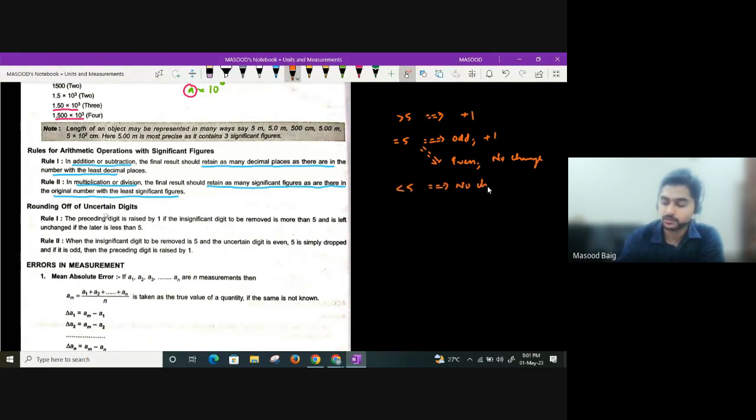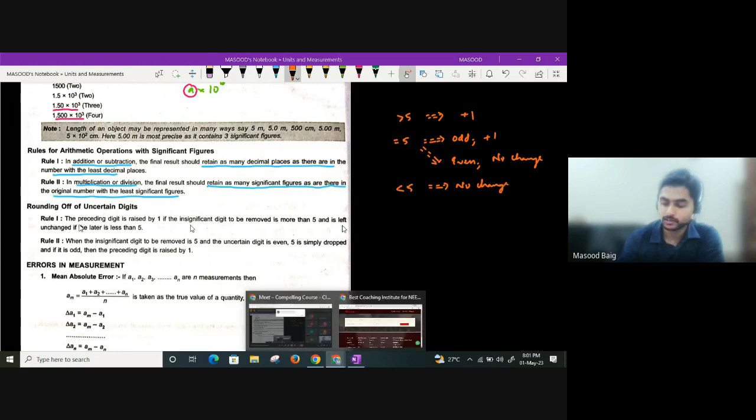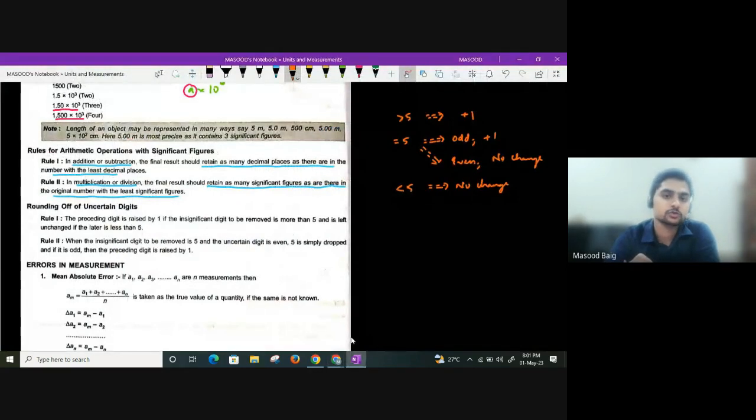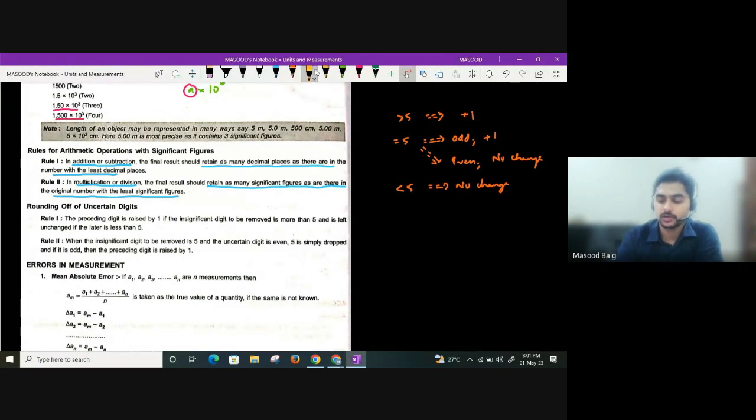These are the three ways in which you are going to perform rounding off of any physical quantity, guys. If the digit to be dropped, the insignificant digit to be rounded off, is greater than 5, then the preceding digit should be raised by 1, right? If the digit to be dropped is equal to 5, then you need to check whether the preceding digit is odd or even. If the preceding digit is odd, you will raise it by 1. If it is even, you will not change. And if the digit to be dropped is less than 5, then obviously you are not going to make any change.